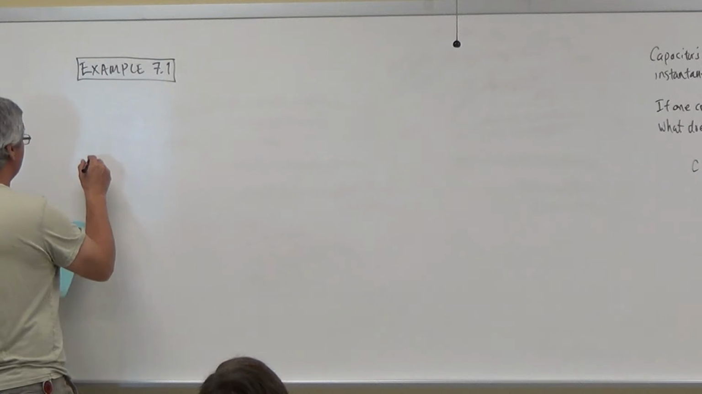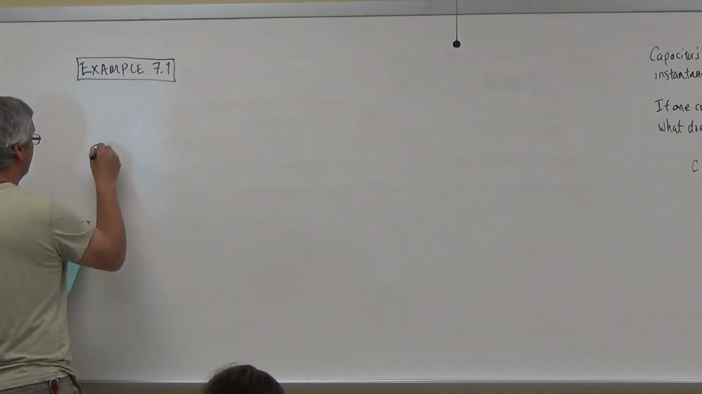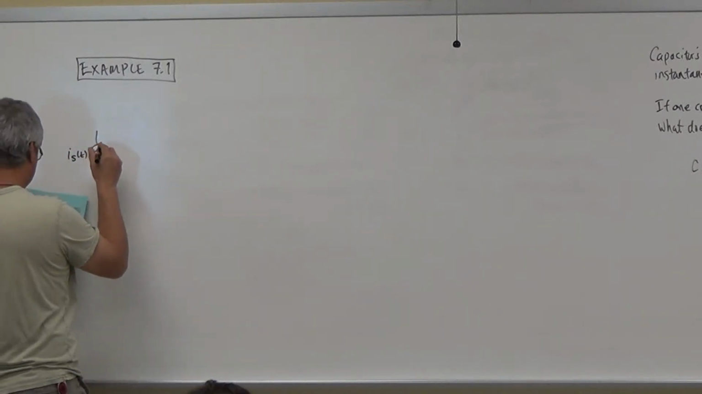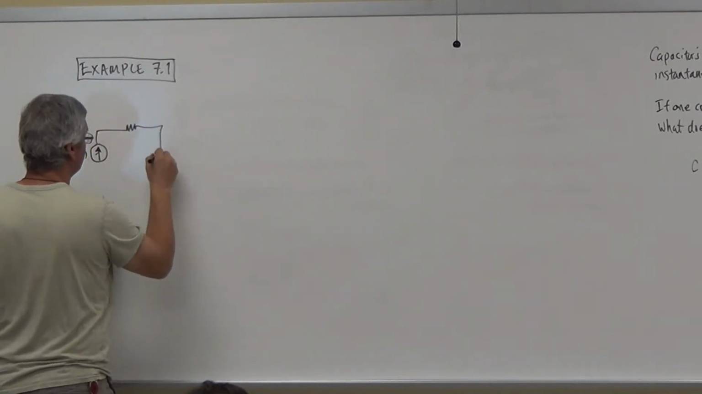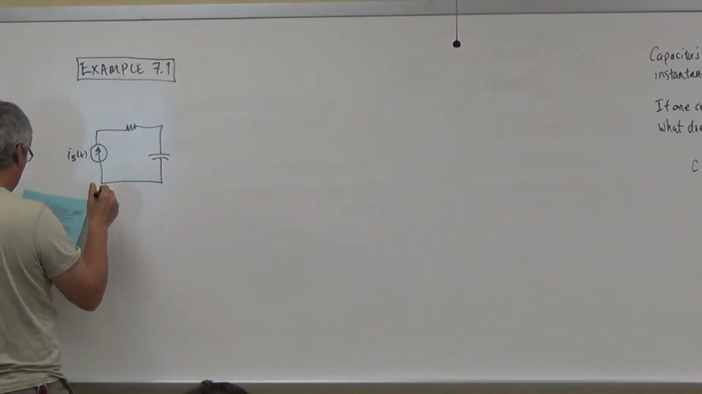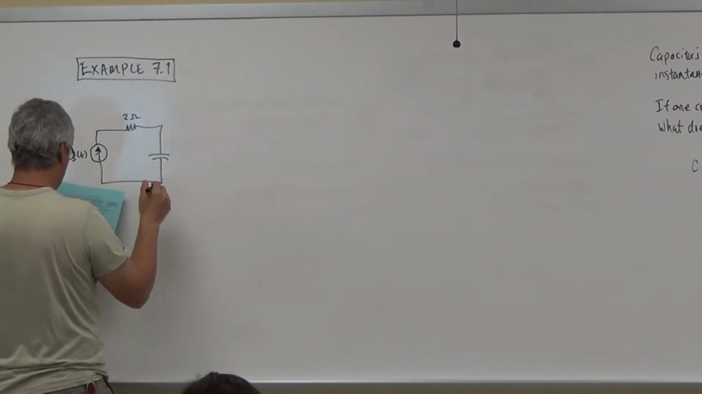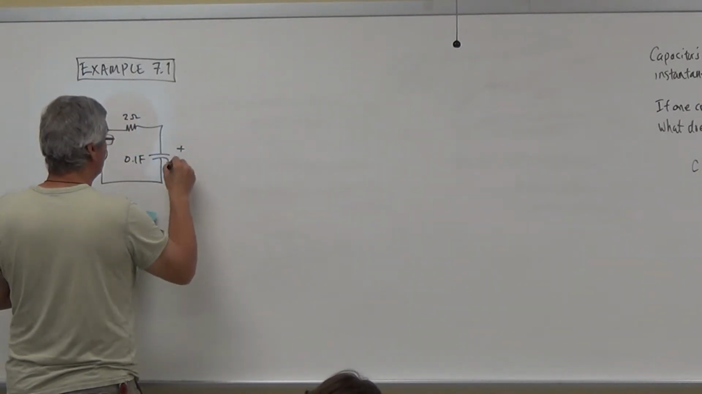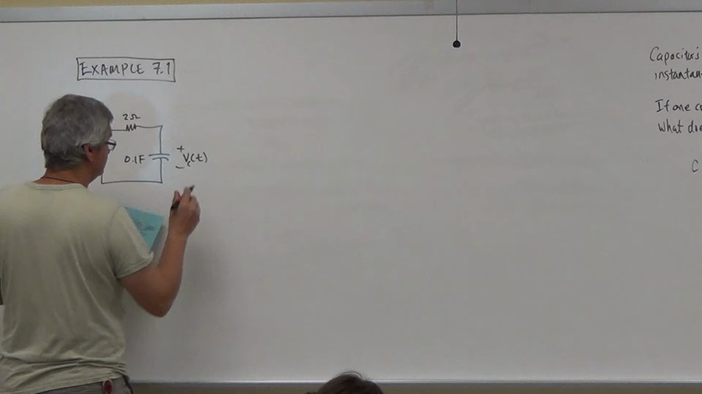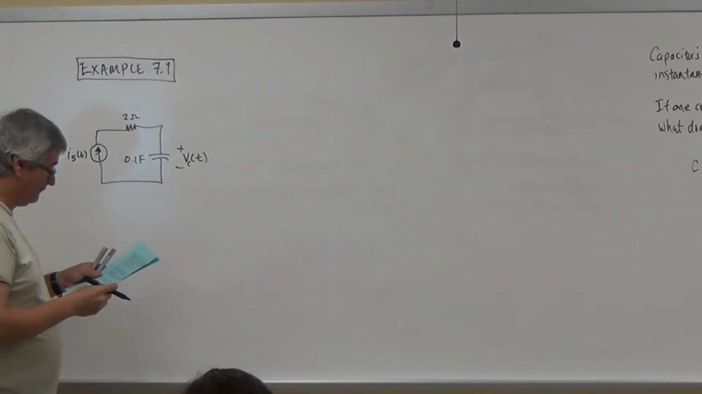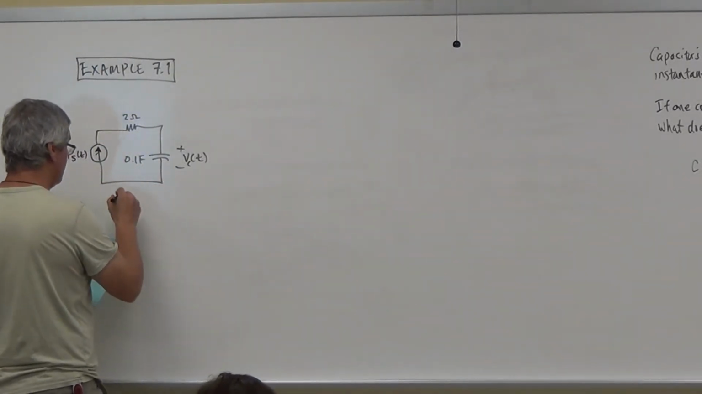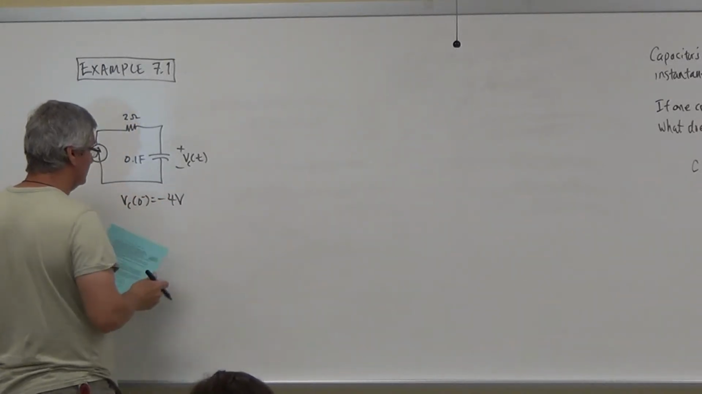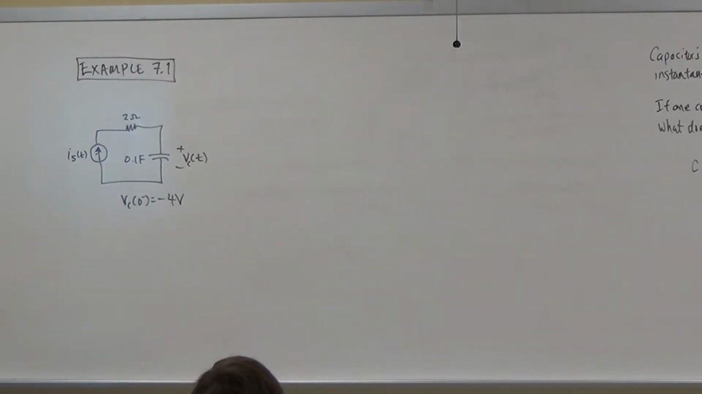So what you have here is this circuit right here. And here's the source. And I've got a nice circuit here. You can see this is a 2 ohm resistor. This is a 0.1 farad capacitor. And we're looking at the voltage of the capacitor. And what you're finding here is that they're telling you that the initial voltage of the capacitor is minus 4 volts. Okay?